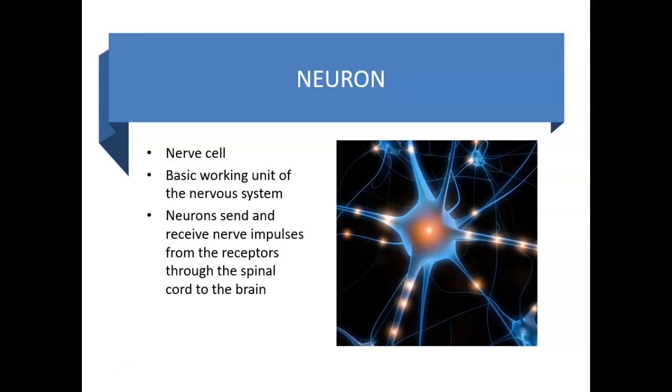So we start with talking about the nervous system. Neuron is the nerve cell. It is the basic working unit of the nervous system. Neurons send and receive nerve impulses from the receptors through the spinal cord to the brain. So the difference between a neuron and a regular cell is the axon and dendrites. Those are the ones that send the impulses. They have little legs that come out from the cell. And those cells are called, again, neurons.